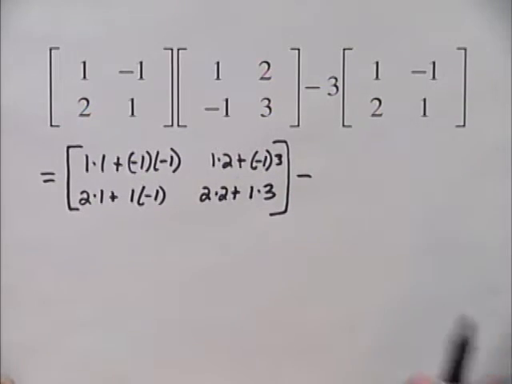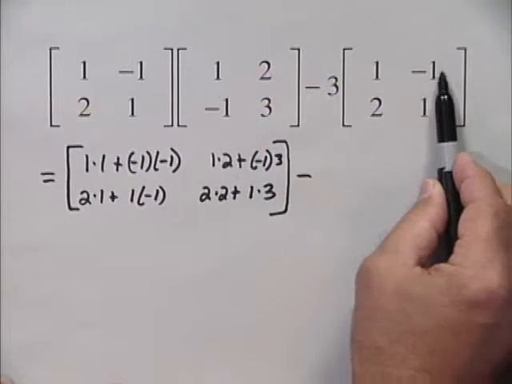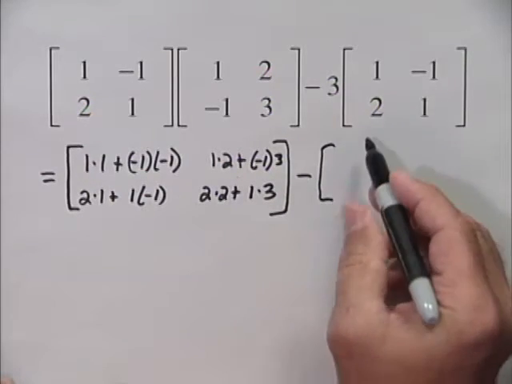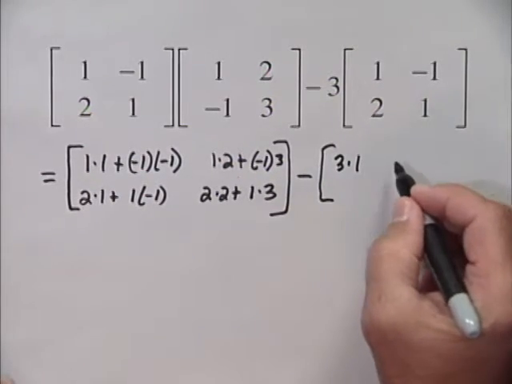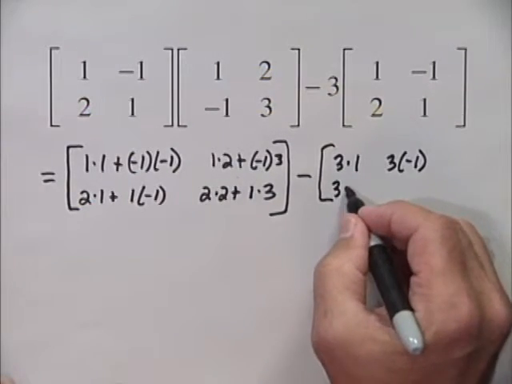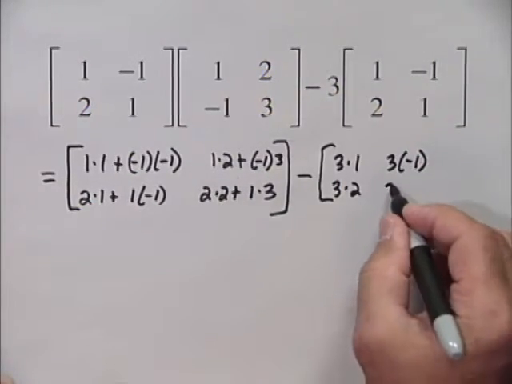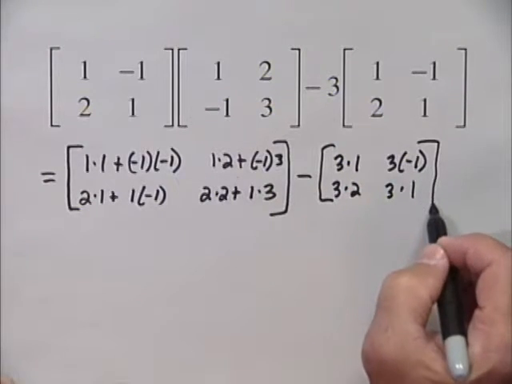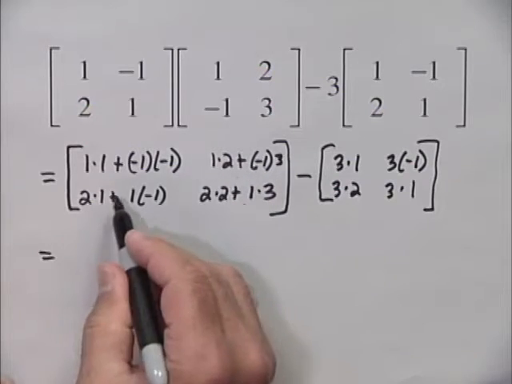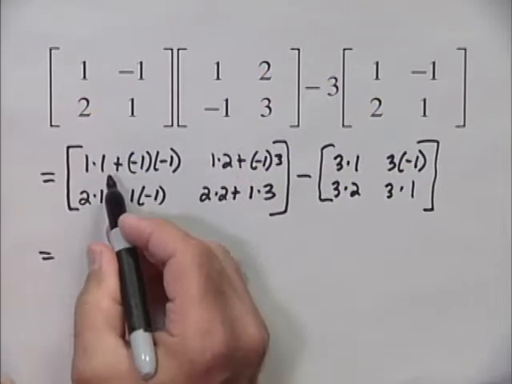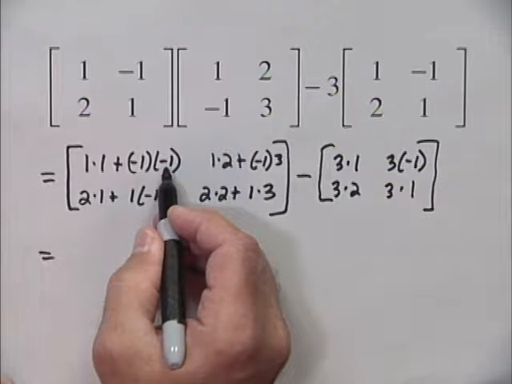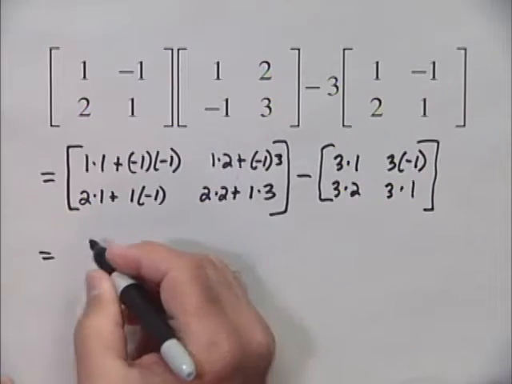Minus. We now multiply each element of this matrix by 3. So 3 times 1, 3 times negative 1, 3 times 2, 3 times 1. Let's simplify each of these positions. 1 times 1 is 1. Negative 1 times negative 1 is also 1. 1 plus 1 is 2.